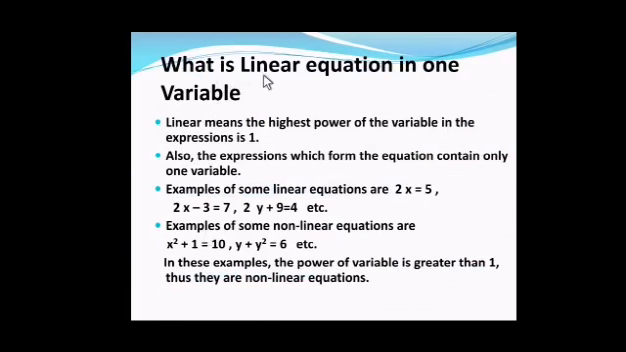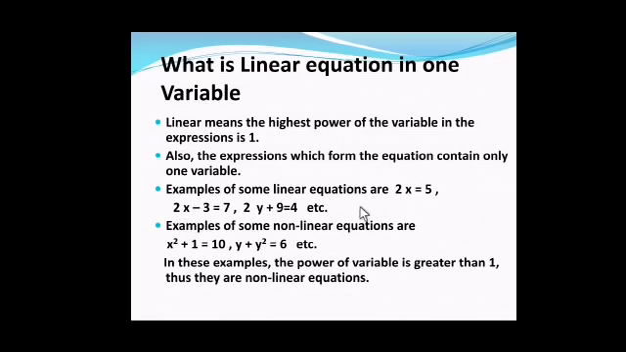Next, coming to the name of the chapter, which is linear equation in one variable. If I am saying equation, it will have two sides, LHS and RHS. It should have an equal to sign. Now, what do we mean by linear? Linear means the highest power of the variable in the expression should be 1. Also, the expressions which form the equation contain only one variable, because we are saying linear equation in one variable. Let's see the example.